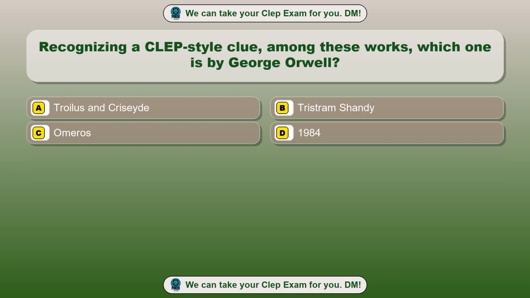Question 9. Recognizing a CLEP-style clue among these works, which one is by George Orwell? Option A. Troilus and Cressida. Option B. Tristram Shandy. Option C. Emma. Option D. 1984. The correct answer is option D. 1984.